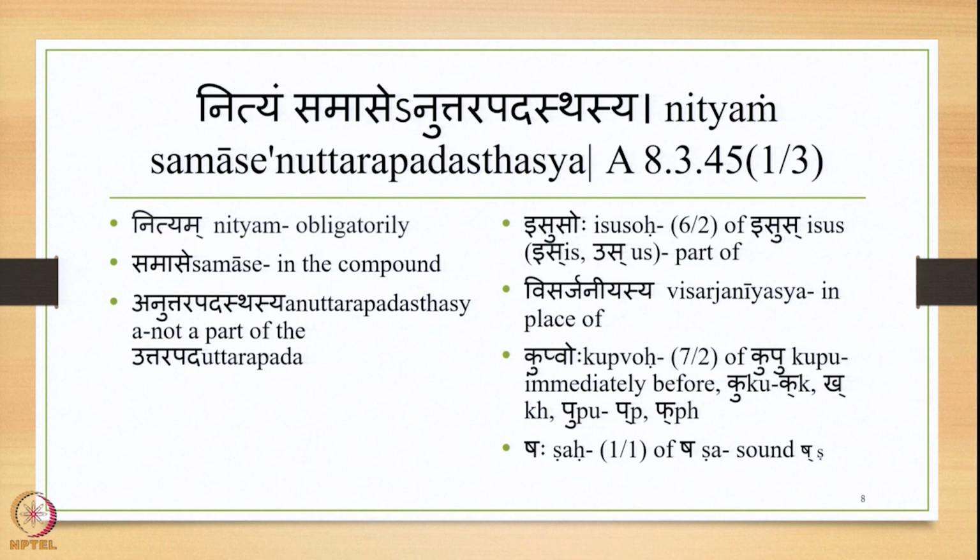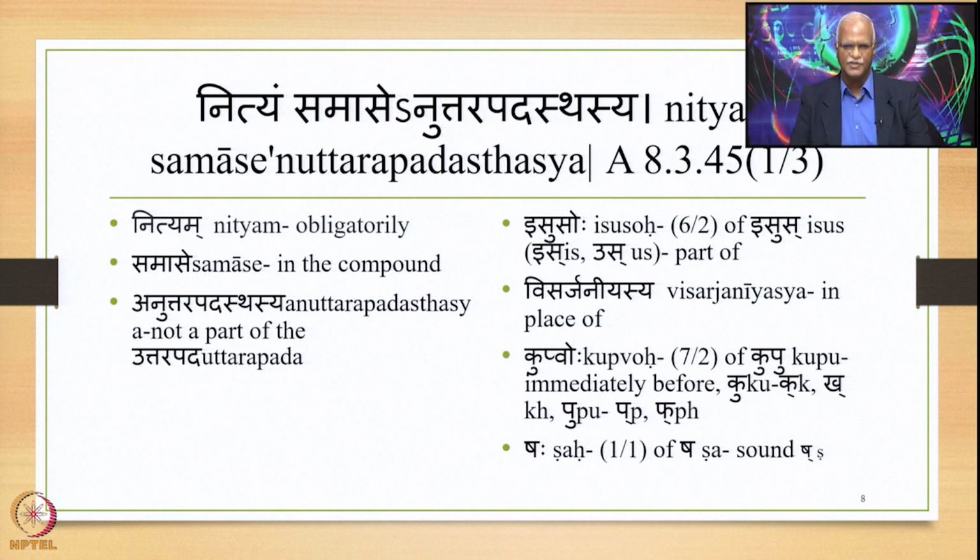The words continued are Isusoho, 6/2 of Isus, Visarjaniyasya, in place of the Visarjaniya, Kupuoho, 7/2 of Kupu, and Shaha, 1/1 of Sh, meaning sound Sh. So Visarjaniya is the substituent and Sh is the substitute. This Visarjaniya should be part of Is or Us, and this Ku or Pu is part of the subsequent Pada. Now this Is and Us should not be part of the Uttarapada, and the 2 padas, one having Is or Us and the other one having Ku or Pu, should both be part of the Samasa, in which case the substitution Sh takes place obligatorily and not optionally.